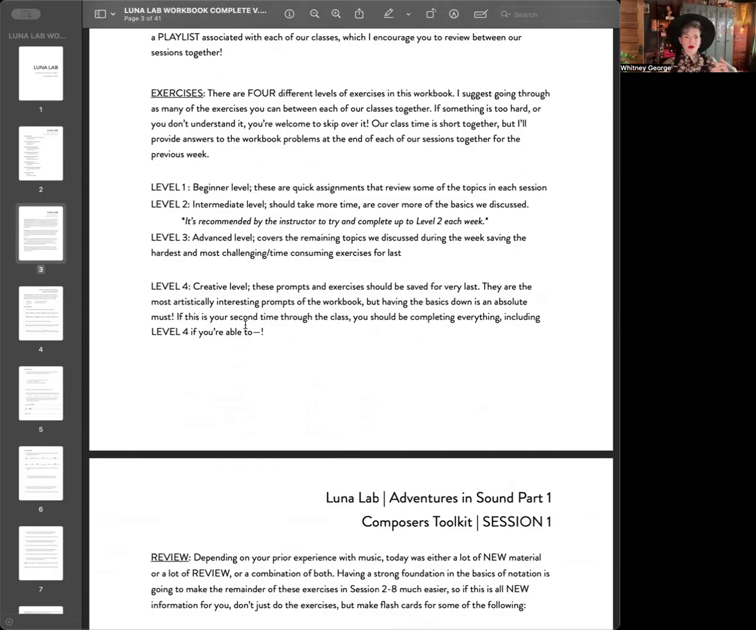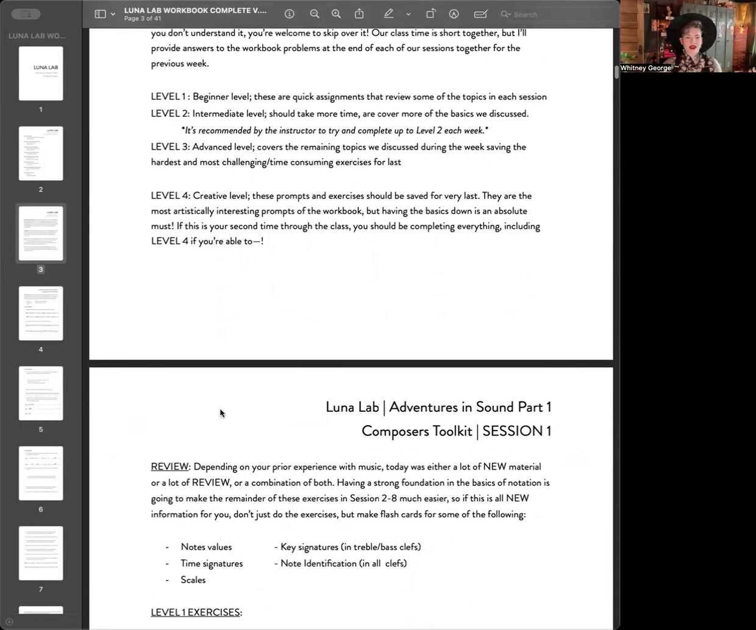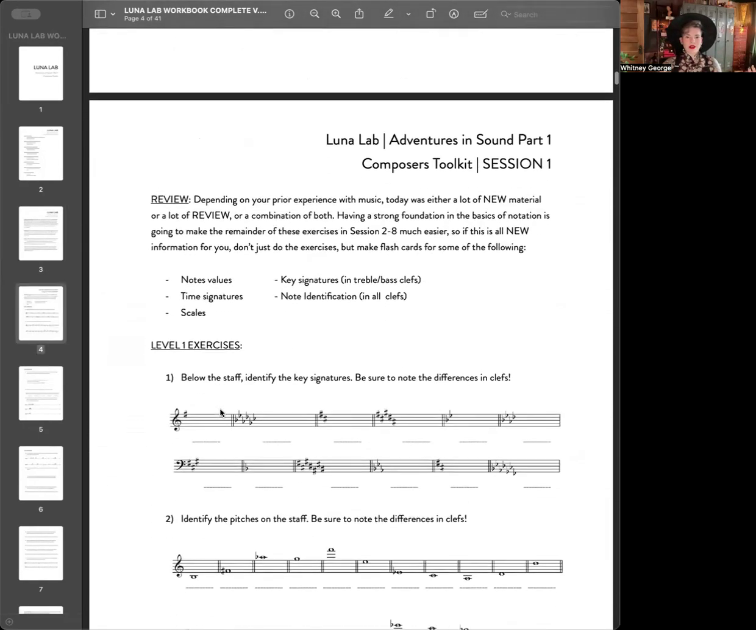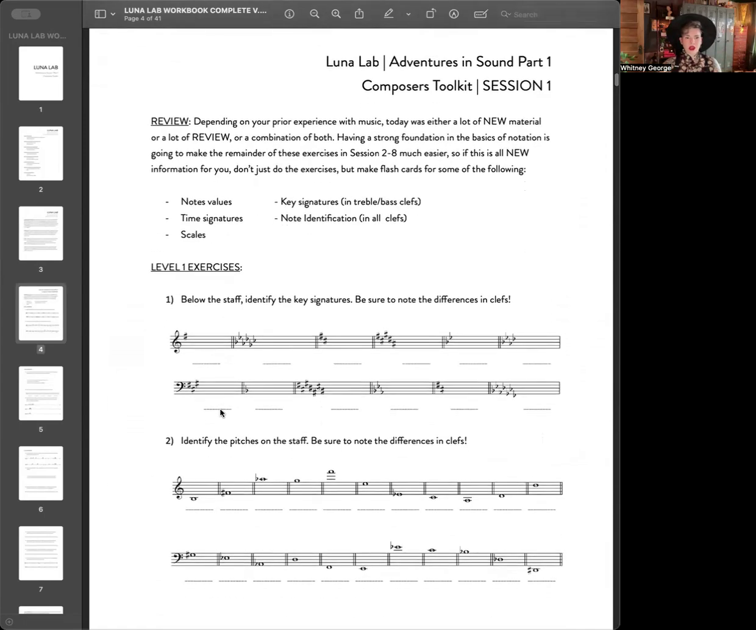There are things that should be saved for very last, if you happen to have time in your week between sessions, to do the deepest dive into the topics that we discuss. So here's a look at what the first session might look like.